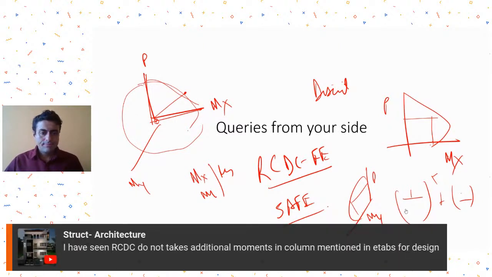Yeah. So then, what is the next question we have? Struct architecture is asking, I have seen RCDC does not take additional moments in columns mentioned in ETABS for design. No, no, it is able to take. You should go and check the detailed design. If it's not applicable, if your column is not slender, then obviously it will not take those additional moments. Otherwise, it takes. There's no problem with it. Yes. Any other thing? Any other question you would like to ask?